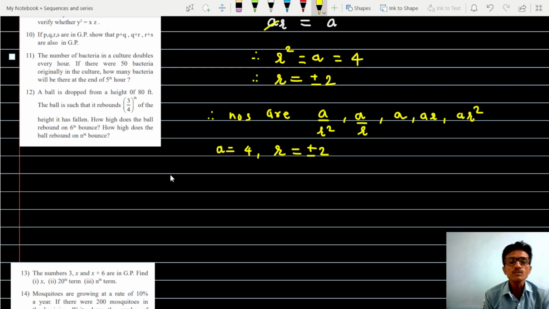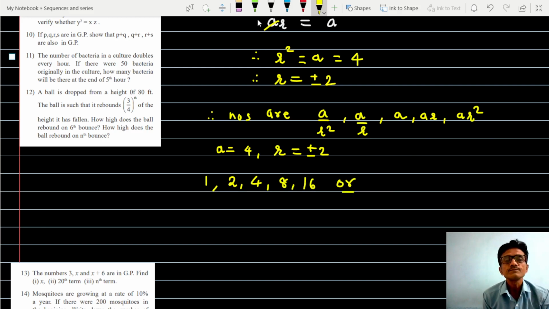If we take a is 4 and r is plus 2, then a upon r square, the first term, will come as 1. A is 4 and r is equal to plus 2, so 2 will come, this 4 will come, taking plus 2 this 8 will come, 2 square is 4 and 4 into 4, 16 will come.